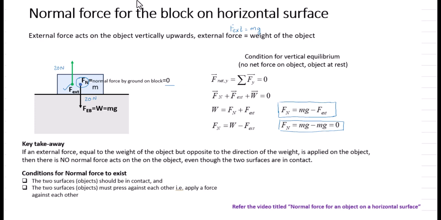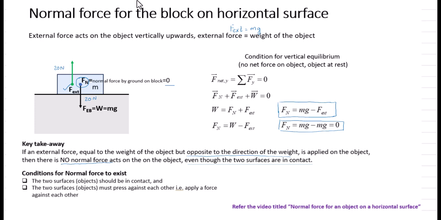Now, a very important takeaway from here is that if there is an external force opposite to the direction of the weight that is applied on the object, then there is no normal force acting on the object, even though the two surfaces are in contact. Many times the books will write that the normal force will come into the picture as soon as the two surfaces are in contact. Now, with this example, I wanted to make a case where the two objects are in contact, but still there is no normal force.